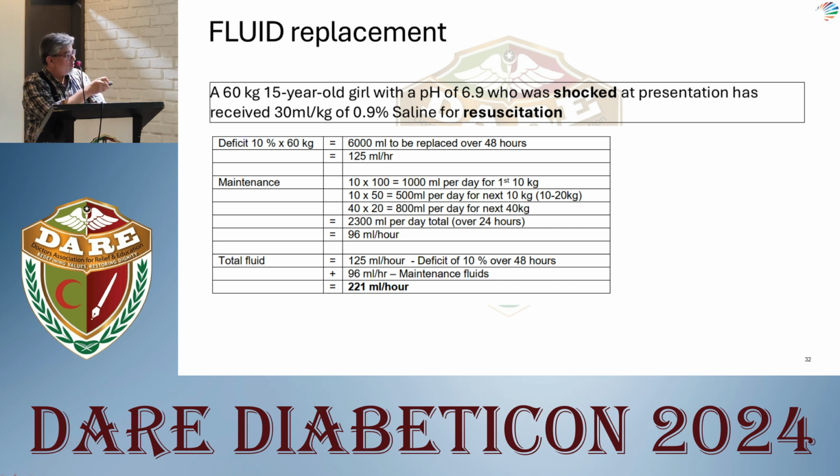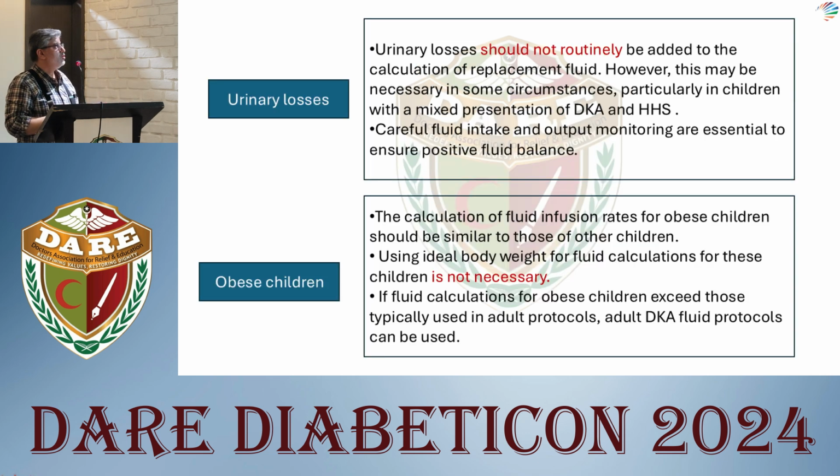For the next 24 hours, you will continue this 125 ml per hour because it is over 48 hours, and for the next 24 hours, add this 96 ml. So deficit is given over 48 hours, and maintenance fluid is continued as per maintenance. That's very simple. Urinary losses are usually not replaced. In obese children, you don't need to take ideal weight; just take the present weight.